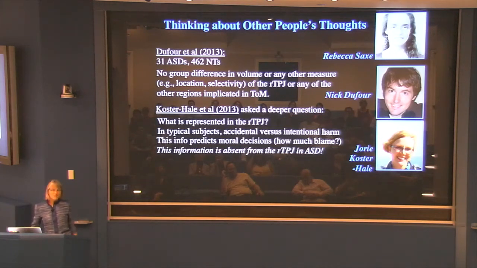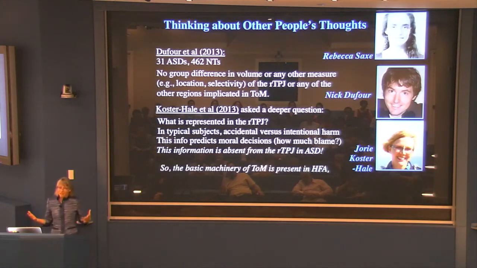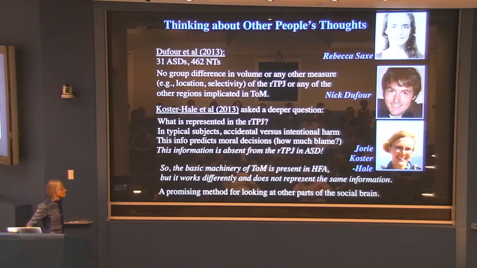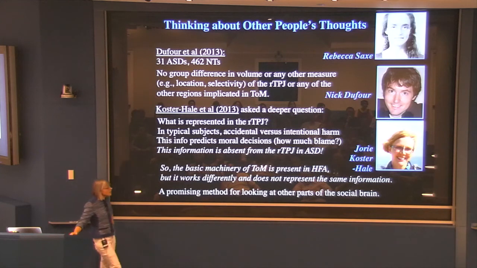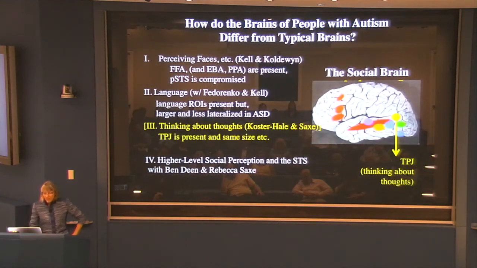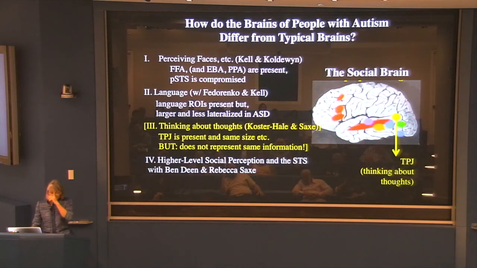Okay, so that's pretty cool. It says that the basic machinery is there, the basic system is there in people with autism, but it works differently and doesn't represent the same information. That's right, and people with autism pay less attention to that distinction in their moral decisions as well. Yep, and you see it in this part of the brain. So all of that to say, here's a case where the region is there, but it's functioning differently and not representing this information that's represented in typical subjects. Okay, so that's pretty cool.